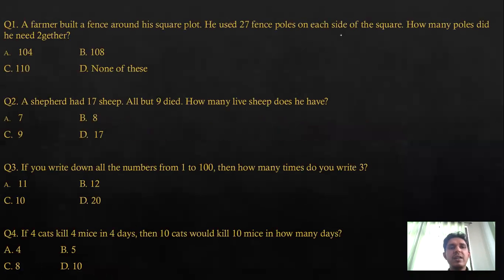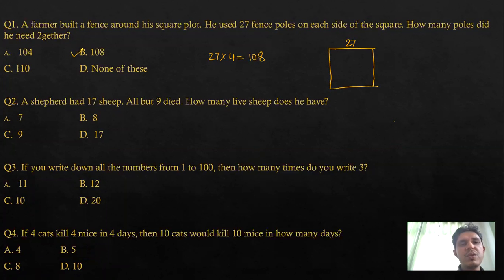Like the first question that you can have: a farmer built a fence around his square plot. He used 27 fence poles on each side of the square. How many poles did he need together? That means he's saying I have a square plot like this, and on each side I have made 27 poles, right? So how many poles did he need together? Obviously a square has four sides, so the total number of poles is 27 multiplied by 4, that is 108. So the answer of this question will be B, that is 108.